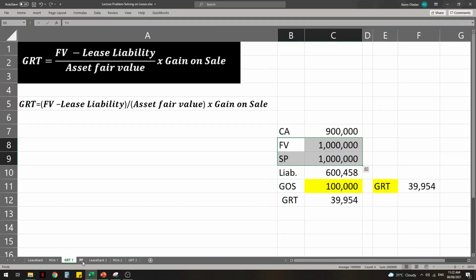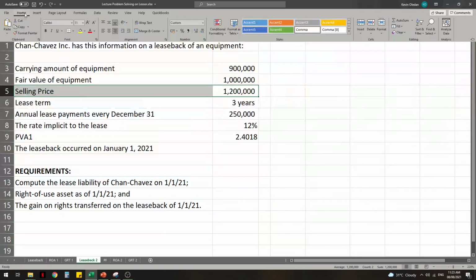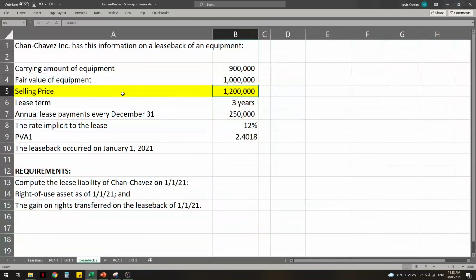Next, what if I edited the problem slightly and it turns out the only thing that changed is this one? Kasi pwede naman ganito mangyari, di ba? Mag-agree si lessor saka si lessee na ang selling price is 1,200,000 kasi contractual naman yung selling price. Depende sa pinag-agreehan nyo. Everything else remains the same. In fact, your lease liability will remain the same. The only difference really here is the selling price.